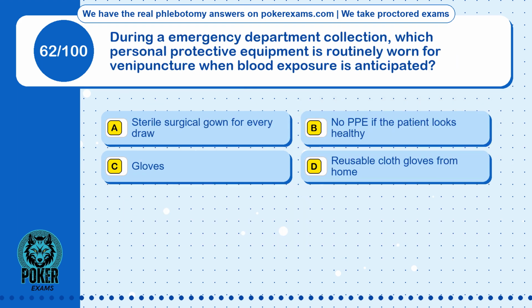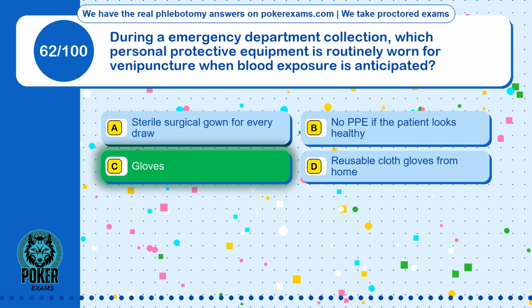Question 62. During an emergency department collection, which personal protective equipment is routinely worn for venipuncture when blood exposure is anticipated? Option A, sterile surgical gown for every draw. Option B. No PPE if the patient looks healthy. Option C, gloves. Option D, reusable cloth gloves from home.